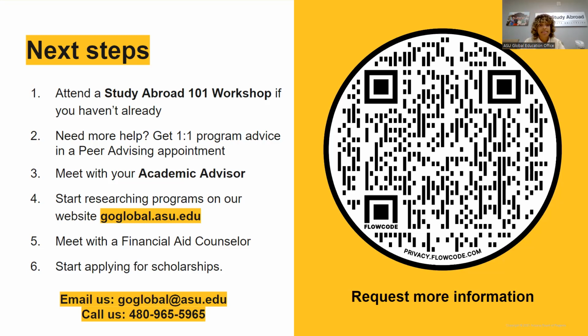It's never too early. If you have any questions on this, you can scan that QR code to request more information, or if you just want to scan that, it will automatically sign you up for our email list, so you can stay in the loop with everything ASU Global Education. You can also contact us with our information there. Our email is goglobal.asu.edu, or you can call us at 480-965-5965.